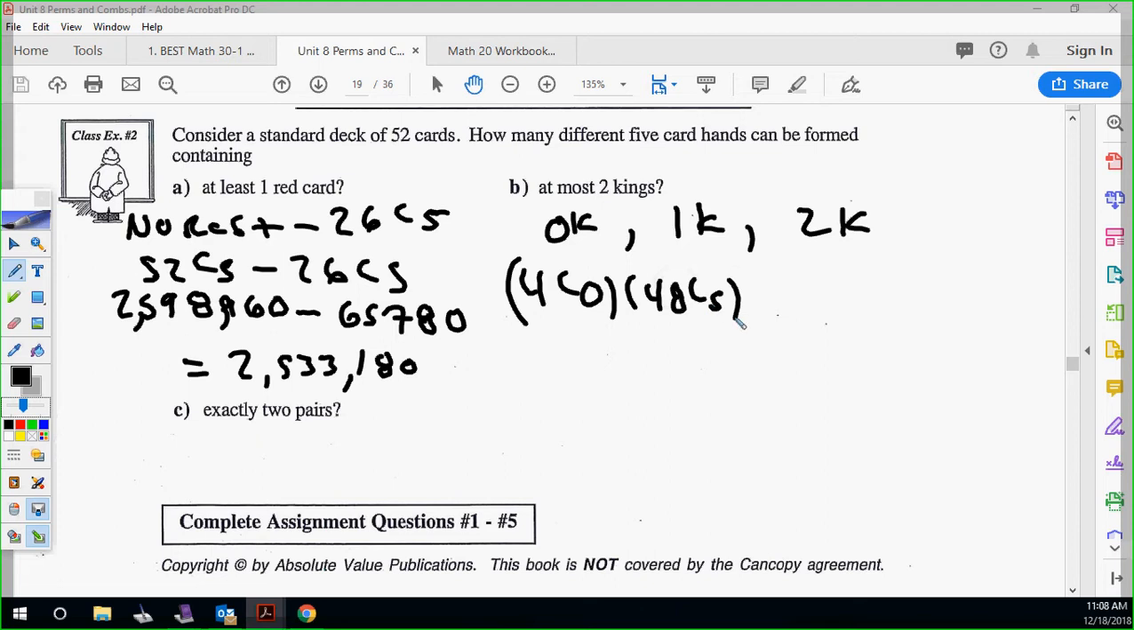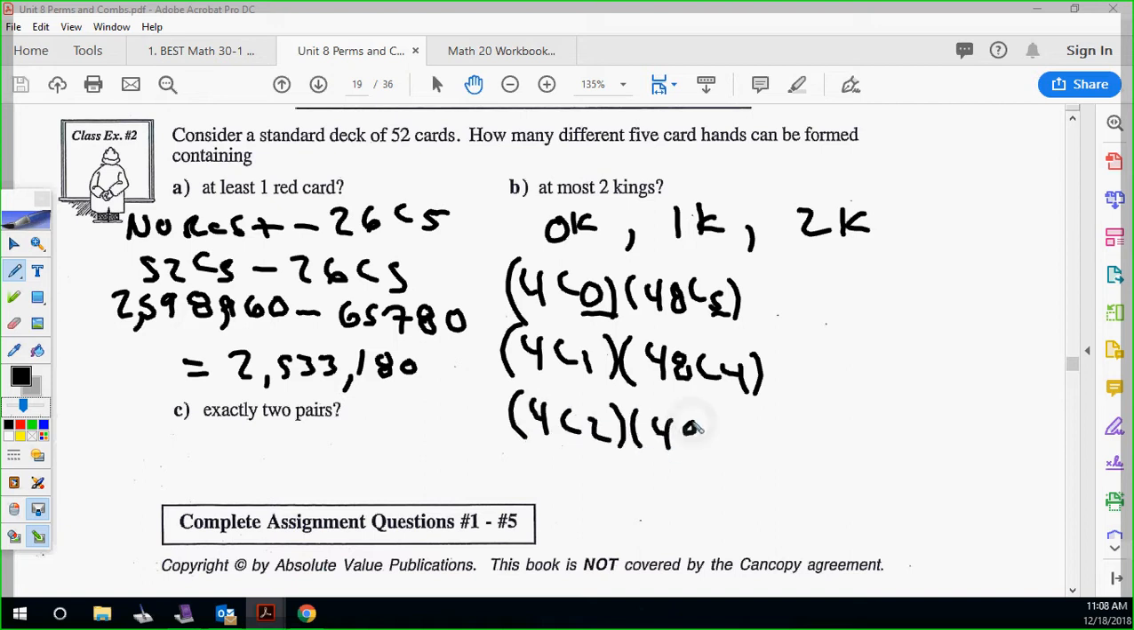So here's the thing, when you're doing 5 card hands, guys, these need to add up to 5. Because that's what you're choosing. So we're doing 4 kings, we don't want any. So 48 cards that aren't kings, we want 5 of those. We want 4 kings, we're going to choose 1. We want 48 cards, we choose 4 of those. 1 plus 4 is your 5 card hand. 4 choose 2 kings, 48 choose 3. These are the 3 options for getting 2 or less kings. And what do we do with those? Add, multiply? We add them.